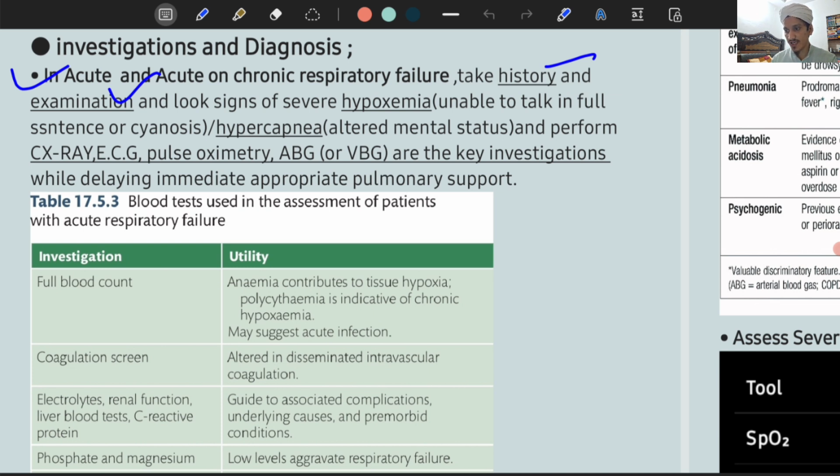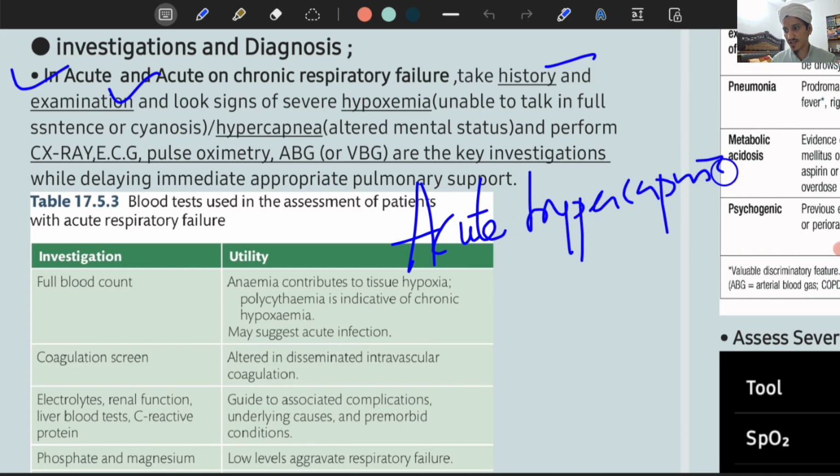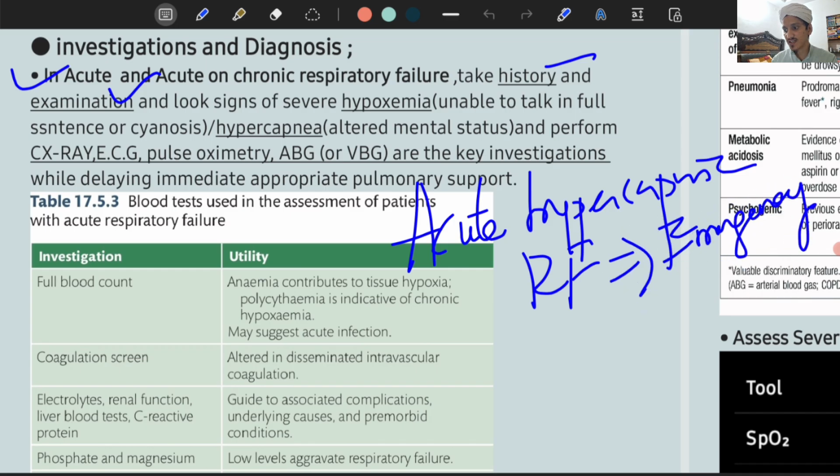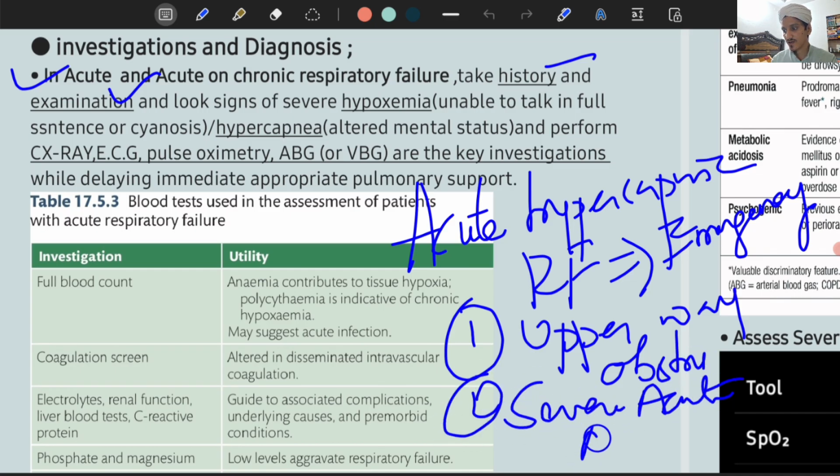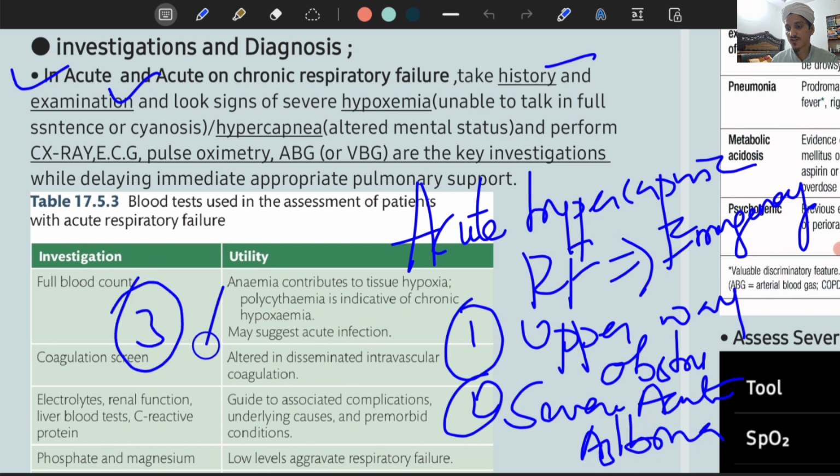And remember, acute hypercapnic respiratory failure is an emergency. The three most common conditions in which it is seen are: number one, upper airway obstruction, complete upper airway obstruction. Two is acute severe asthma. Third one is exacerbation of COPD.